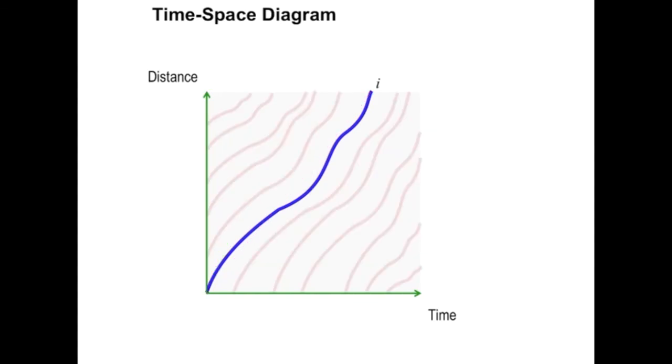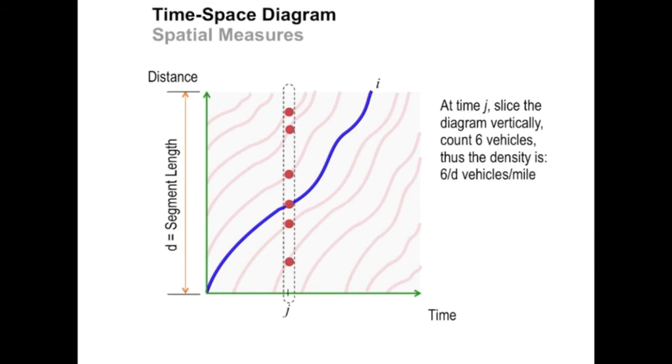I'll just add now a few other trajectories just to indicate the interactions between vehicle I and a bunch of other vehicles on the road. And just to remind you again that we can calculate the density. You take a vertical slice, count the number of vehicles. In this case it's 6, and then if the segment length is d, then the density is just 6 divided by d vehicles per mile.